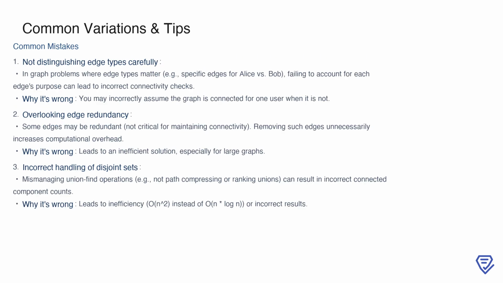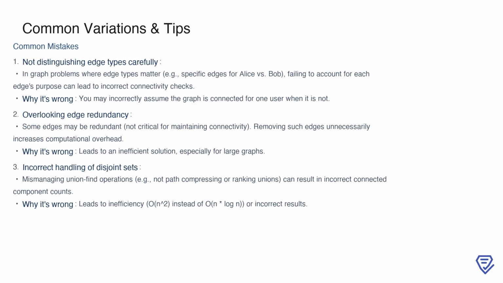One common mistake when solving this problem is failing to carefully distinguish between the different types of edges. In graph problems where edge types matter, such as here where specific edges are designated for Alice, Bob, or both, not accounting for each edge's purpose can lead to incorrect connectivity checks. For example, you might assume the graph is connected for one user when it's actually not, causing your solution to violate the problem's requirements. Another issue is overlooking edge redundancy. Some edges may not be critical for maintaining connectivity, so removing them unnecessarily adds computational overhead. This inefficiency becomes significant for larger graphs, where minimizing redundant operations is crucial.